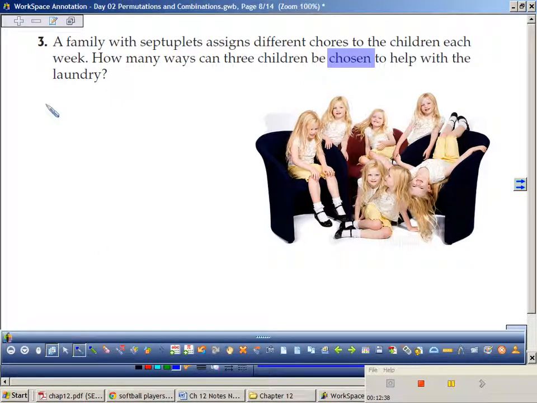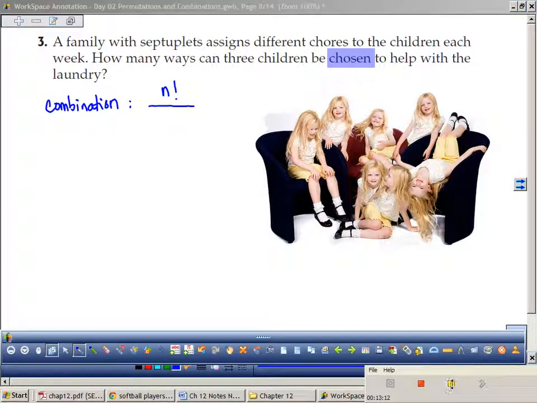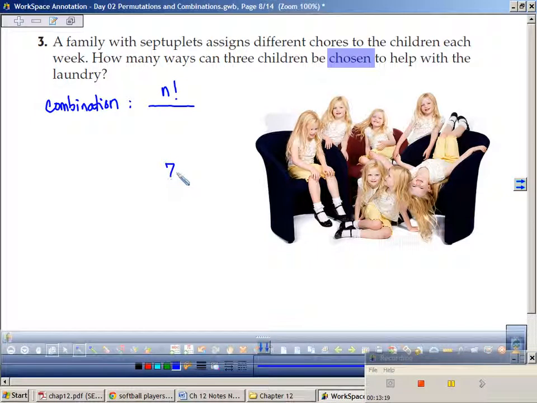So let me give you the formula for a combination. It's very, very similar to permutation. There's just one little difference. So a combination would be the n factorial for the number. So let's go ahead and fill it in. Septuplets is 7. So we've got 7 factorial. And then the same thing as the permutation, where I'm going to say n minus r, or how many we're going to choose, factorial.